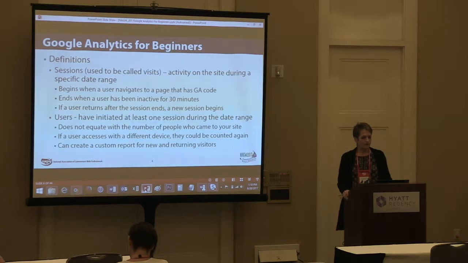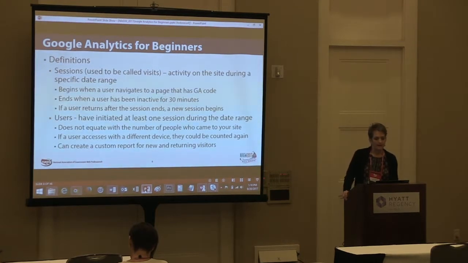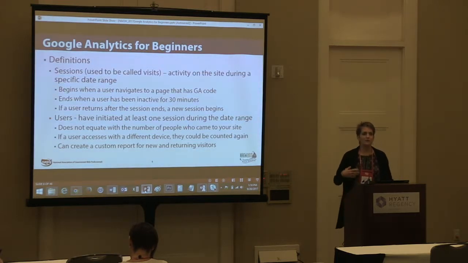Users is another number that Google Analytics offers. They've initiated at least 1 session during the date range. And this, again, does not equate to the number of people who came to the site. If they came to the site at work, and then came from home, the computers they're on would be using a different IP address, and that's how visitors are counted. So you could have the same person coming on their phone, on their laptop at home, and on their work computer. So you really don't have a great idea of how many people actually came to your website.